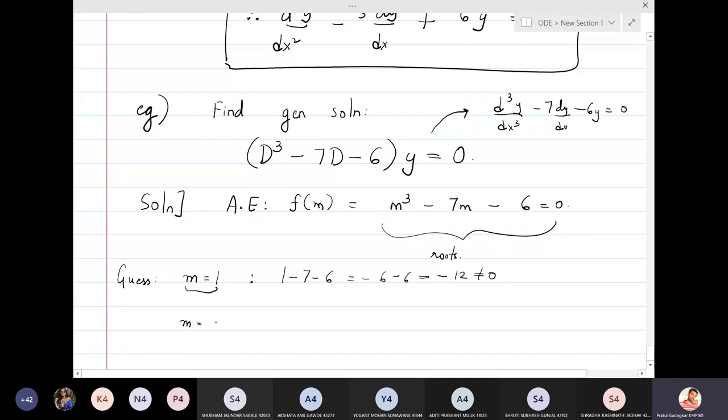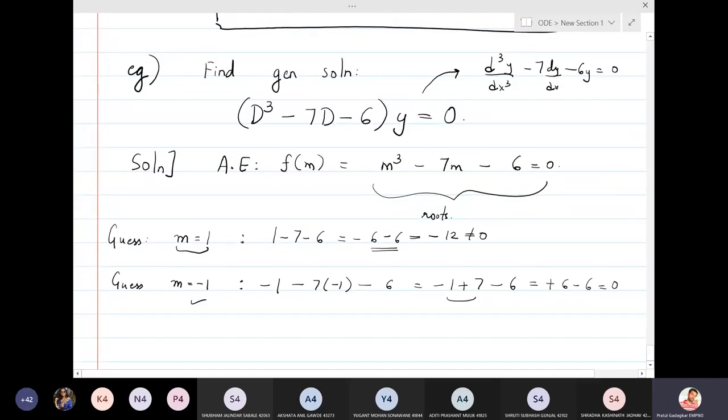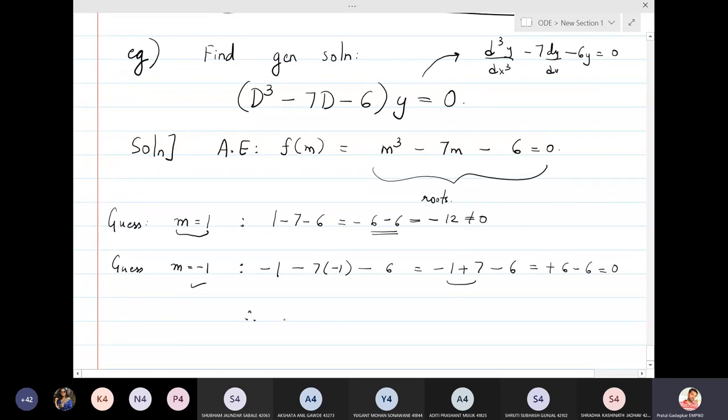But if I put m equal to minus 1, I will get minus 1, and then this minus 7 times minus 1 will become plus 7, so minus 1 plus 7 minus 6, which is plus 6 with a minus 6. So that is equal to 0. So this means this guess is pretty good. This means that m equal to minus 1 is a root of this cubic.